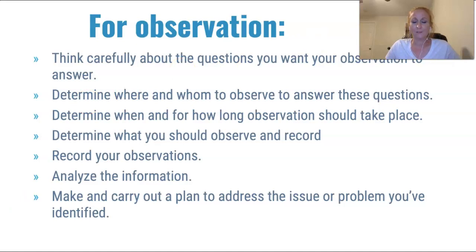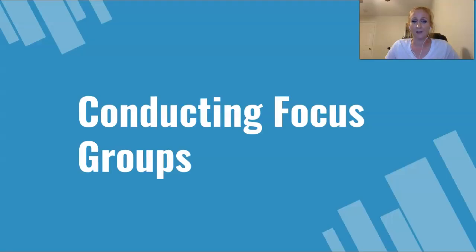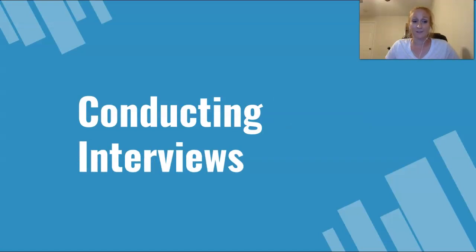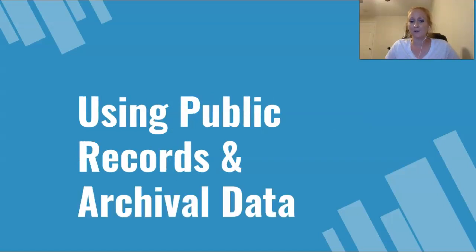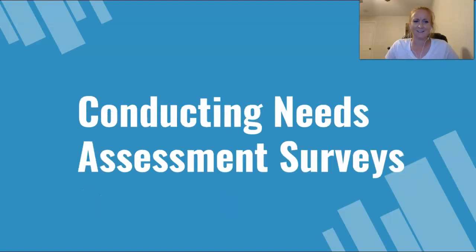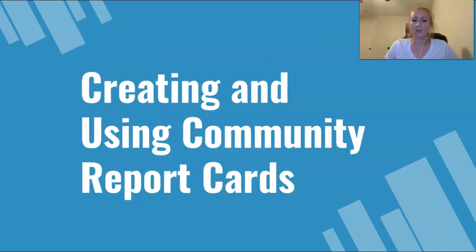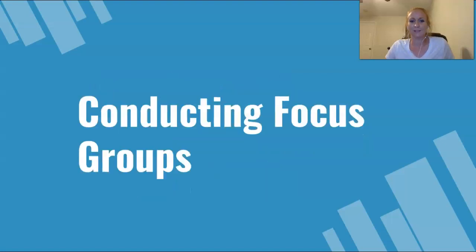So now we're going to take the time to go into a few areas, and I'm just going to quickly highlight the ones we're going to talk about. We're going to talk about conducting focus groups, conducting surveys, conducting interviews, using public records and archival data, conducting needs assessment surveys, SWOT analysis, strengths, weaknesses, opportunities, and threats, and then we're going to wrap with creating and using community report cards. So again, these are just different ways to get after all the information you seek when you're doing research in your job. So let's get started with conducting focus groups.